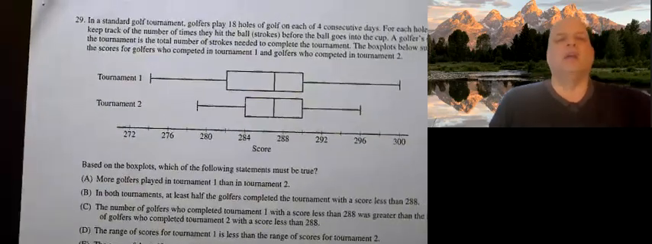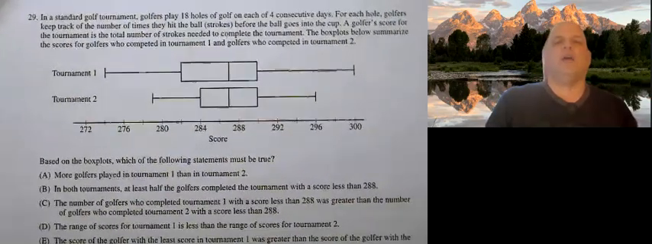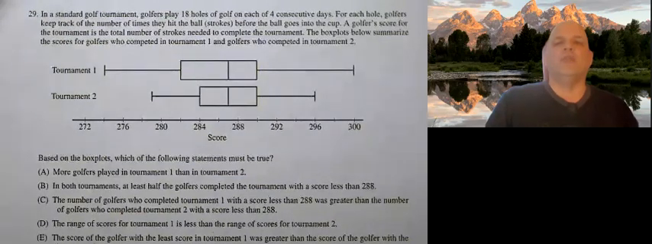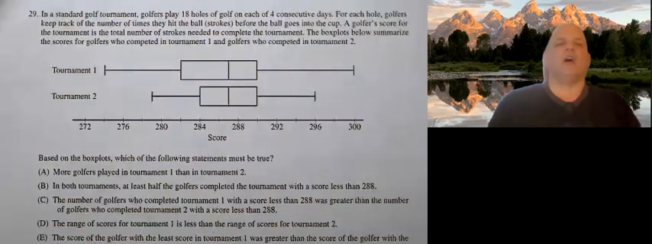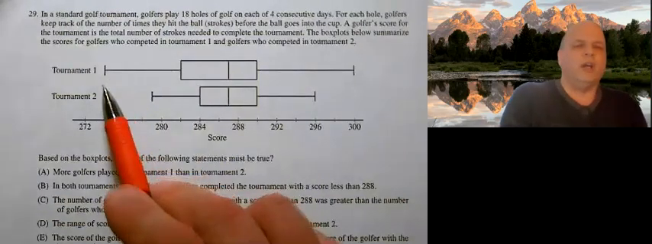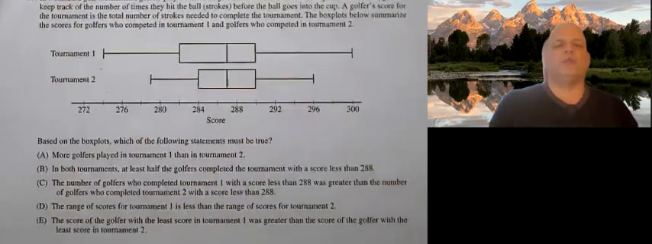Number 29. In a standard golf tournament, golfers play 18 holes of golf on each of 4 consecutive days. For each hole, golfers keep track of the number of times they hit the ball before the ball goes into the cup. A golfer's score for the tournament is the total number of strokes needed to complete the tournament. The box plots below summarize the scores of golfers who completed tournament 1 and tournament 2. So we have tournament 1 scores, and we have tournament 2 scores. Based on the box plots, which of the following statements are true?